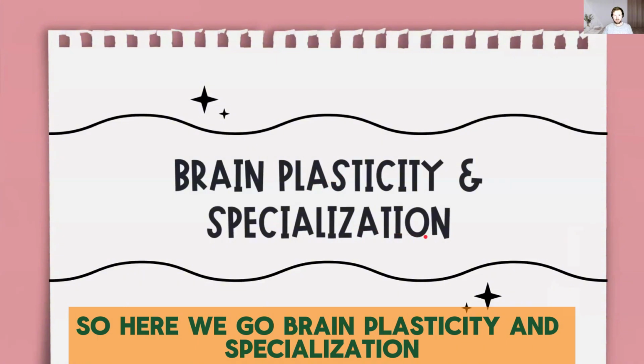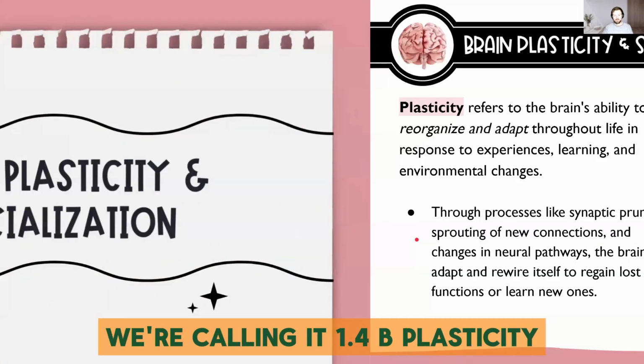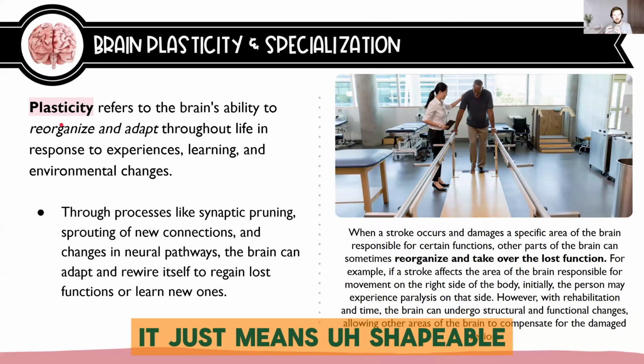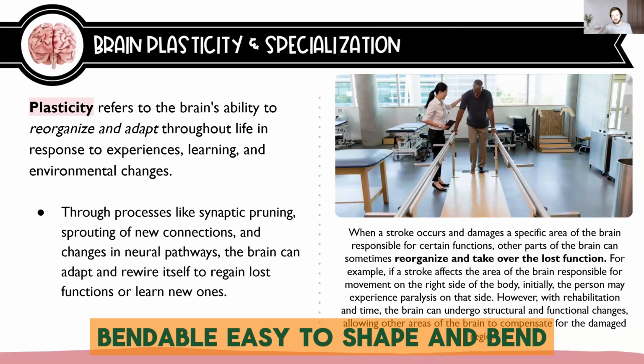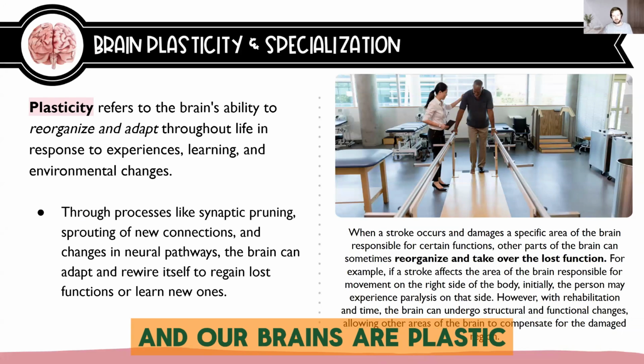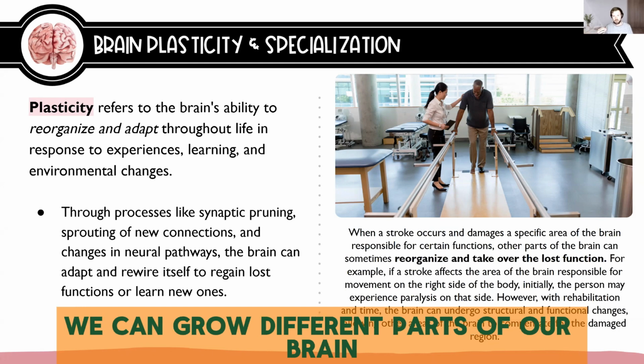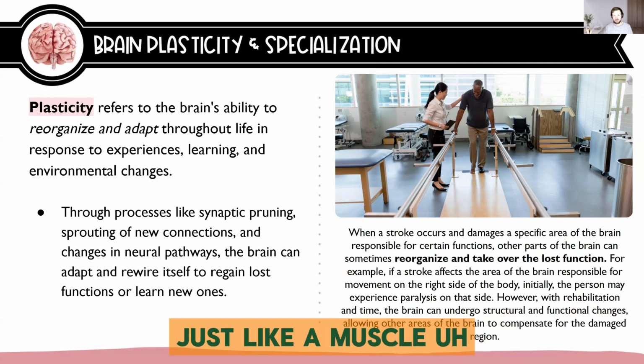Brain plasticity and specialization. We're calling it 1.4b. Plasticity. So plastic means to mold in ancient Greek. It just means shapeable, bendable, easy to shape and bend. And our brains are plastic in that they can grow and shrink, right? We can grow different parts of our brain just like a muscle.